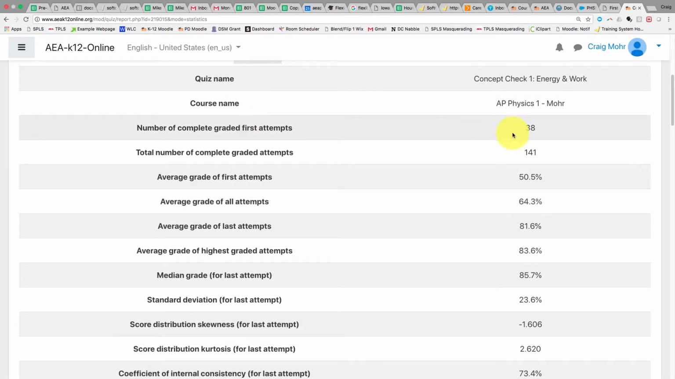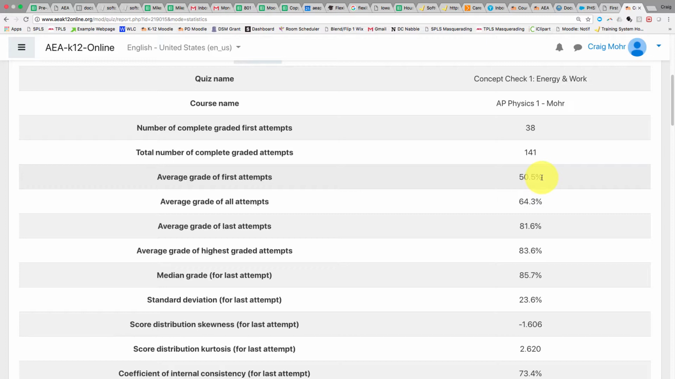So first attempts, 38. I believe I had 41 or 43 students in the class, which means 5 people didn't try it. Well, it also means that each person who did try it, you can't say each person, but on average, if a person tried it, they did it 3.5 times. So our first attempts are 50%.